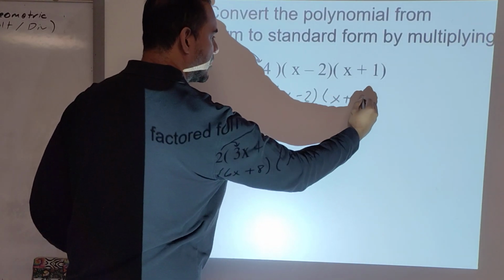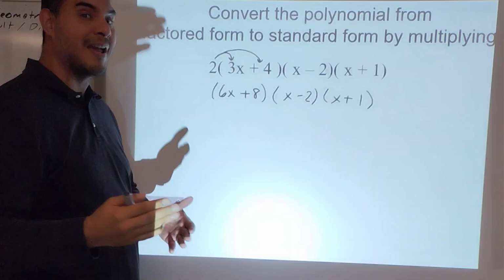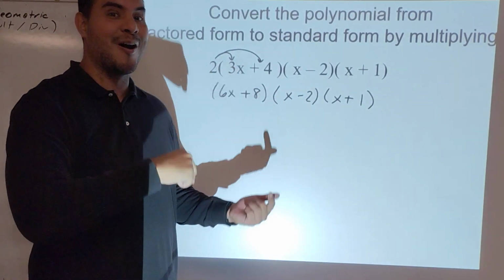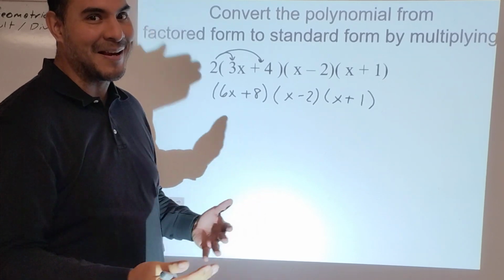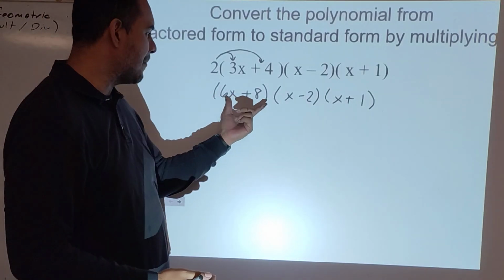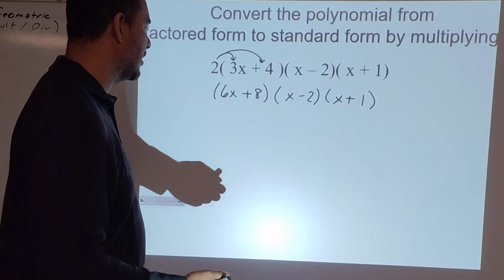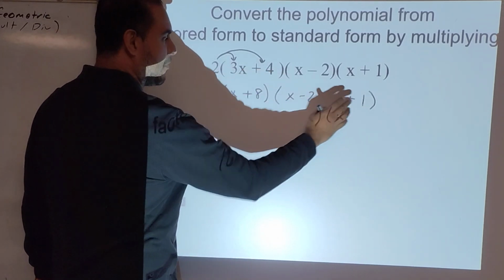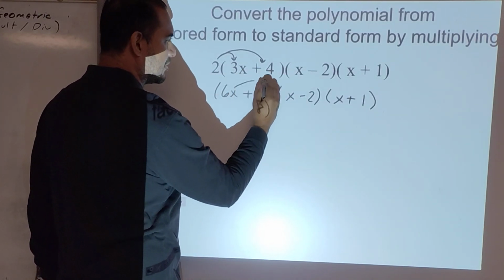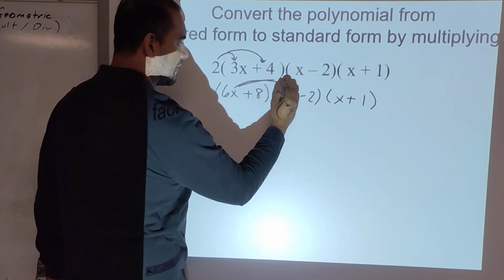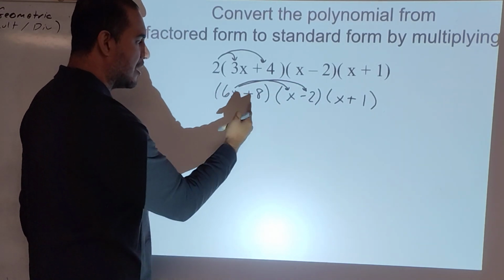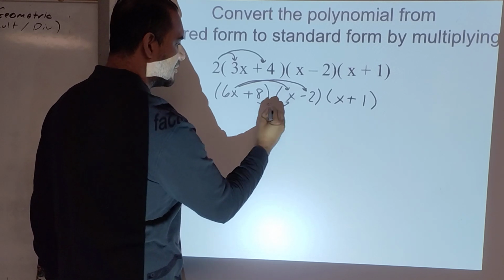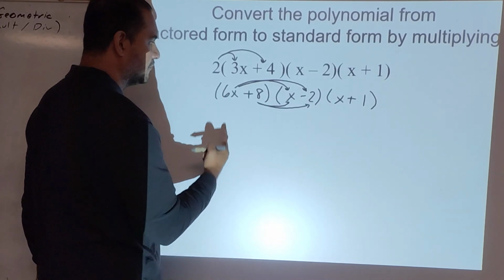The rules for multiplying polynomials are: multiply every term from one polynomial to all the terms of the other polynomial and then combine like terms. So we're going to start by multiplying these two polynomials together, and then we're going to worry about multiplying the last one. So we're going to multiply here 6x times x, 6x times negative 2. Then we're going to multiply the 8 times x and the 8 times negative 2.